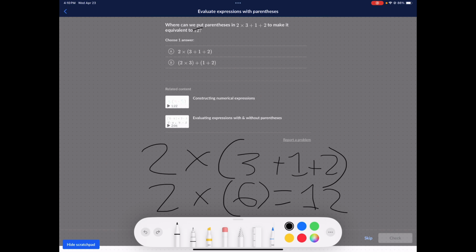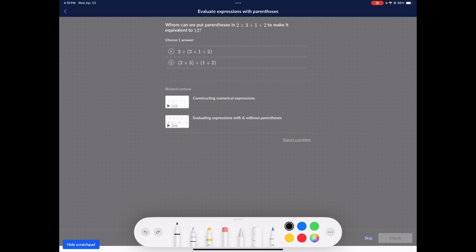Now let's go ahead and check B to see if there is maybe another answer that's 12. So choice B, 2 times 3 plus 1 plus 2. So when it comes to parentheses here, we have separate parentheses. So it doesn't matter which one we're going to do first. So for the purpose of the tutorial, I'll do this one first.